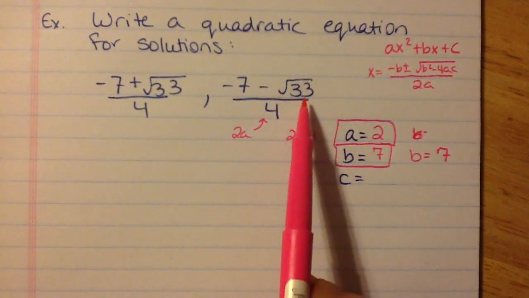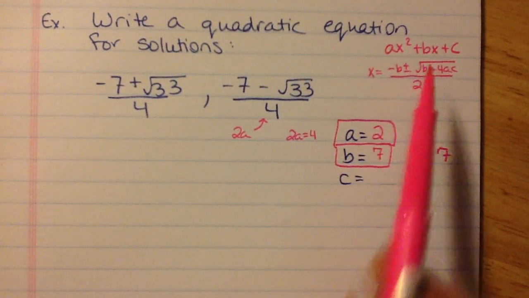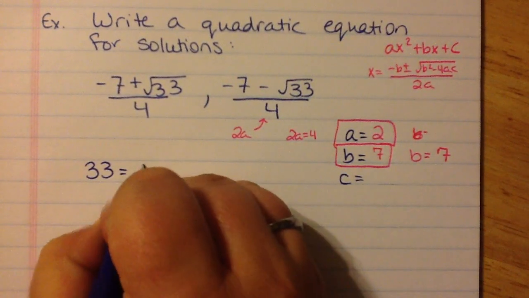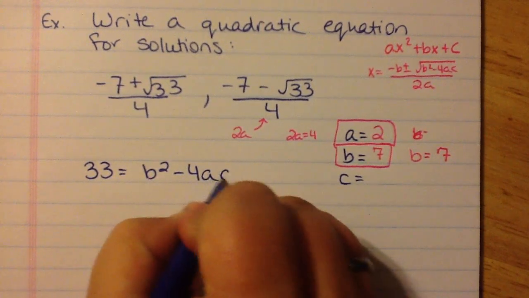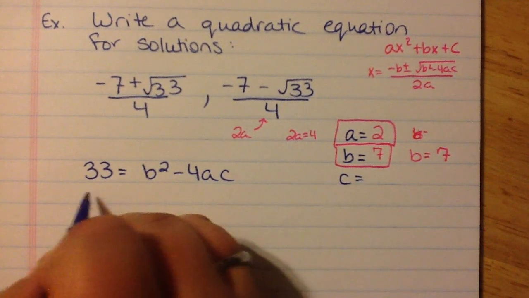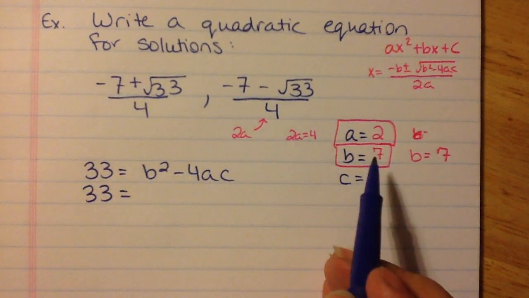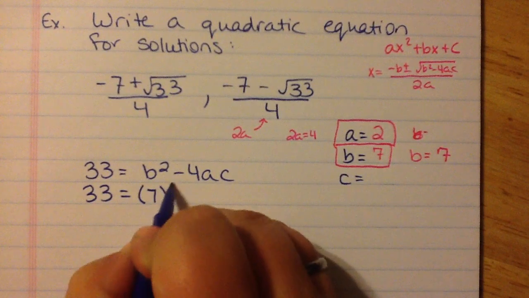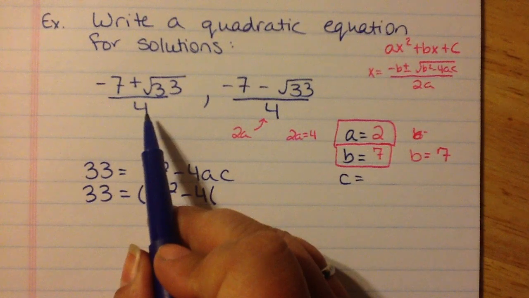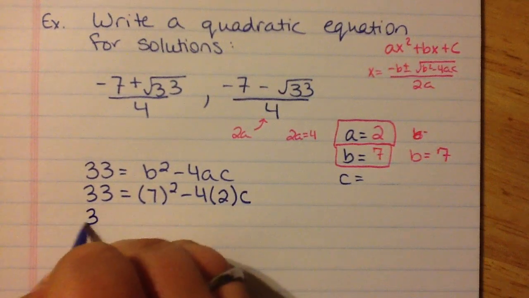So somehow I still need to use that square root of 33. Well, that square root of 33 underneath the radical means it's the discriminant. So I know that 33 is going to be b squared minus 4ac, my discriminant, correct? I can replace what I know, and then I'll only have c left, and I can solve. So 33 equals 7 squared, since the opposite of this is your b, minus 4 times a. Remember the denominator is 2 times a, so 2 times what gives me 4? 2. And then c.